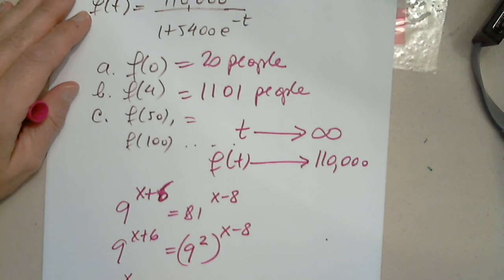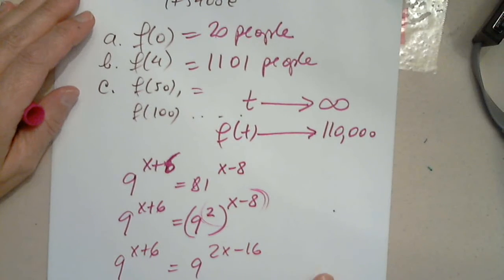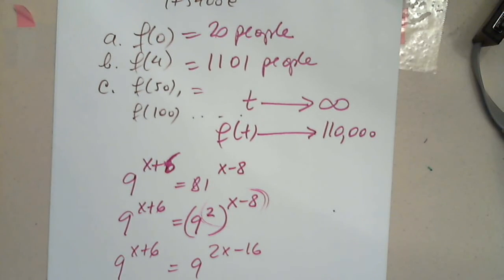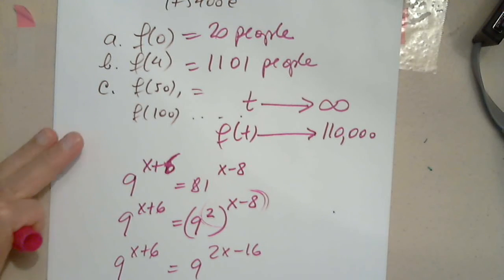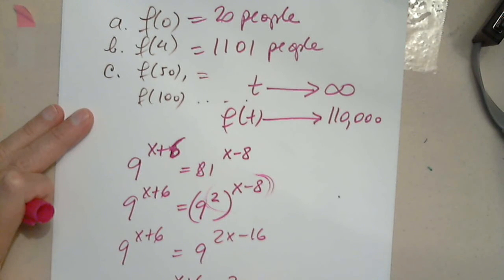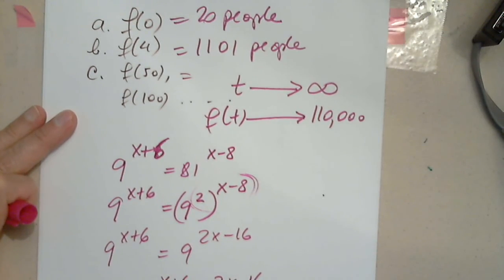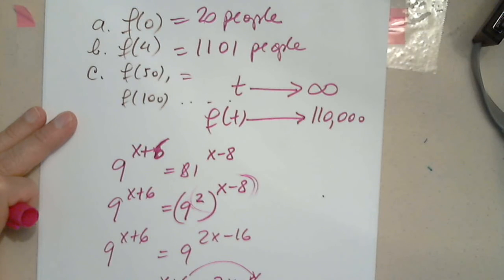So on the right-hand side, I copy and I have to multiply, so this is 2x minus 16. And the same thing, like always: two numbers are equal, they have the same base, so their exponents have to be the same. So x plus 6 must equal 2x minus 16. I subtract 2x, and I subtract 6. So x equals 22.